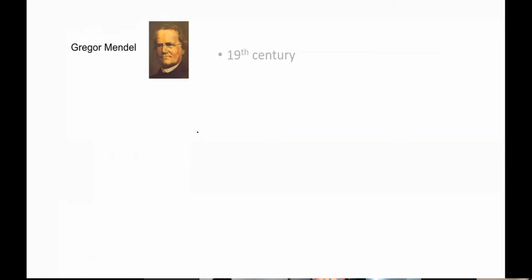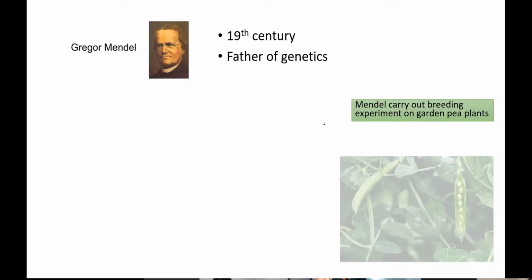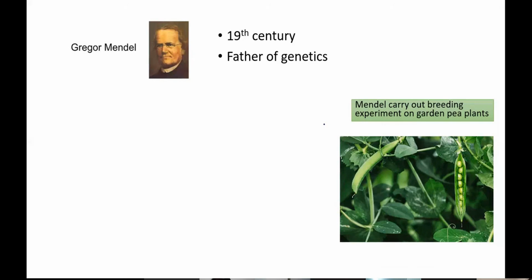And then the scientist Gregor Mendel, yeah, learned about heredity in the 19th century. Also known as the father of genetics. Mendel carried out breeding experiments on garden pea plants. That is the picture of pea plants.